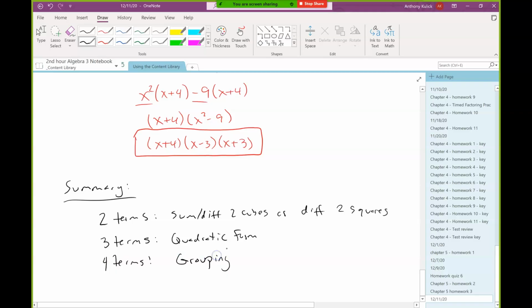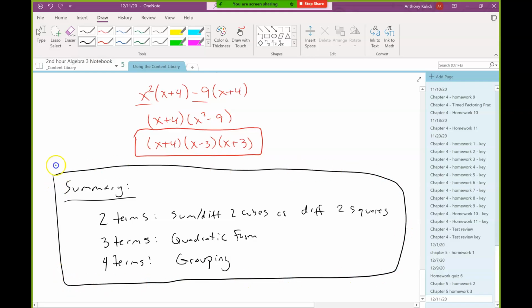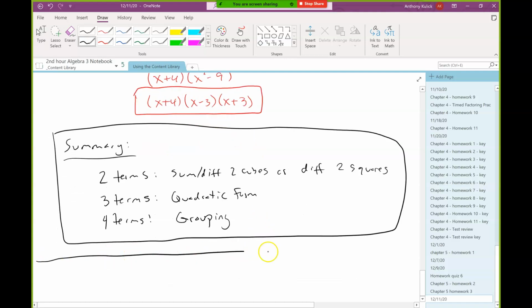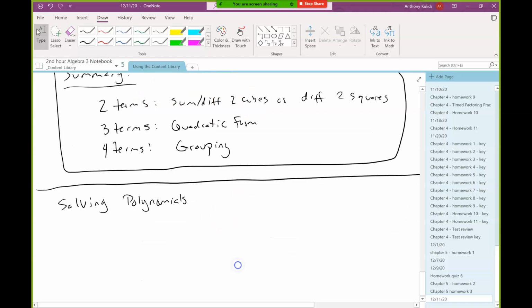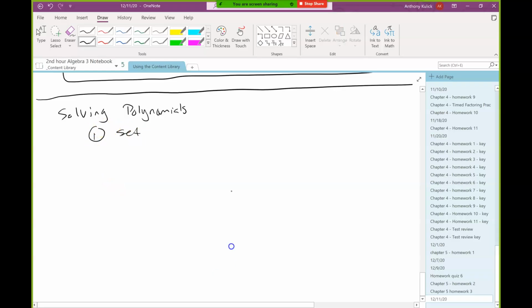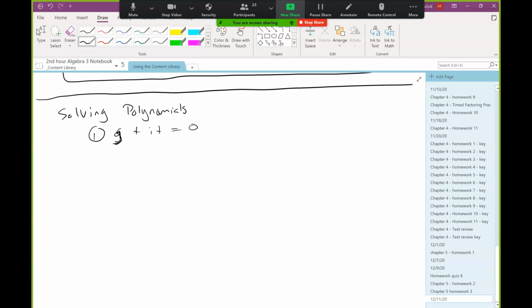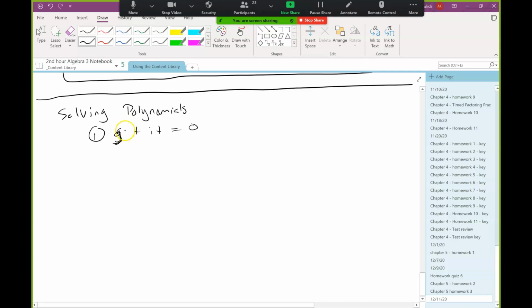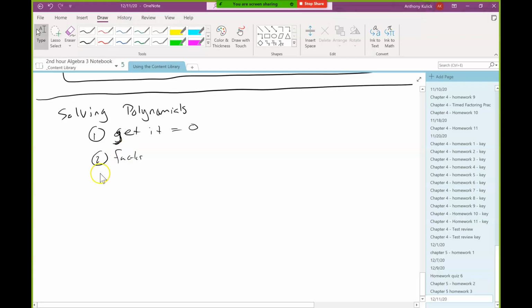Solving polynomials. So we'd want to factor, and then we're going to use the zero product property to set each factor equal to 0, each one separately. Notice that in order to do any of these solvings, we're going to have to factor.